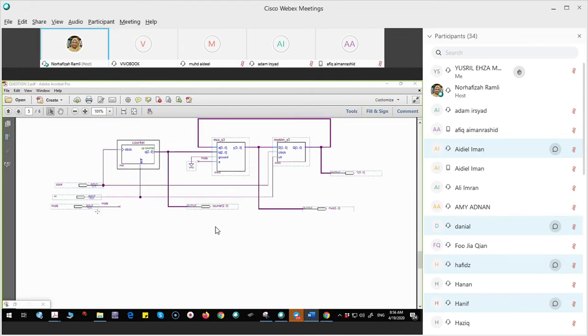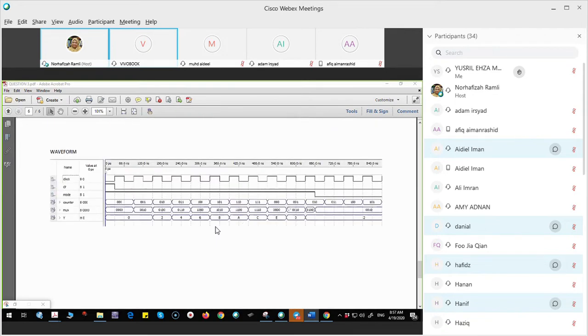Where is the mode? Here, mode. Mode is connected to the selector of the multiplexer. Ah, here the mode. So that means if the mode is zero, it will save the value, right? Yeah. If it's one, it takes from the counter, right? Yes. So that's why, because your mode is zero here, your output remains 2.